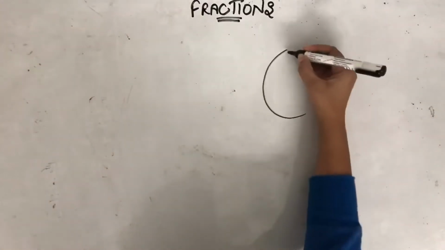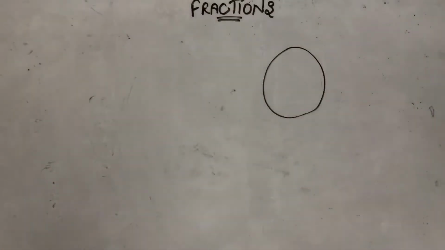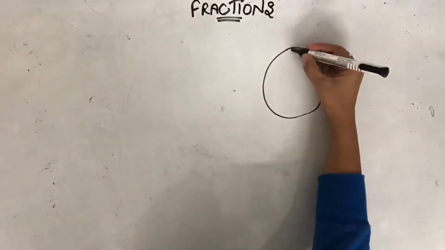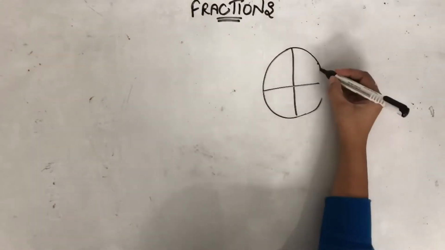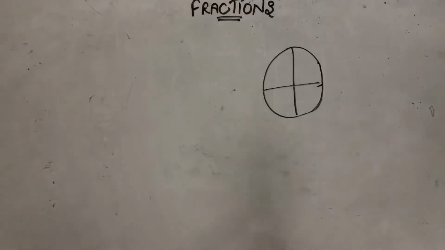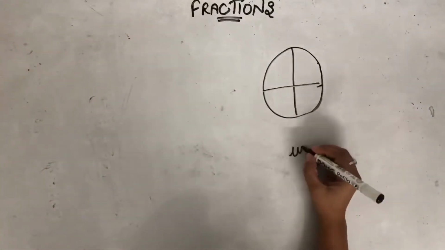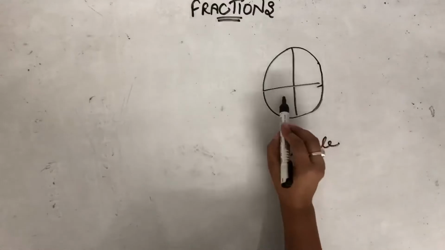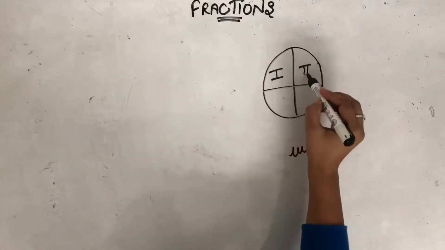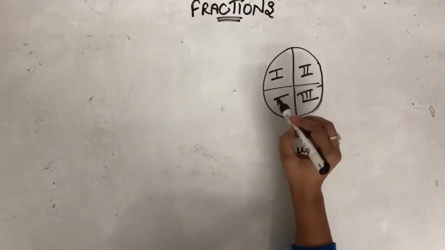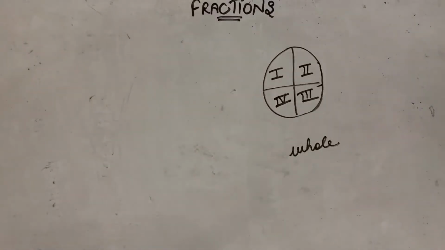Next chapter is fractions. Now what is a fraction? Fraction is a number representing a part of a whole. Example, this is a pizza and this pizza has 4 slices. So these are the 4 slices of the pizza. So it means this pizza is whole and these 4 parts, they will represent fractions. Now how do we write a fraction?